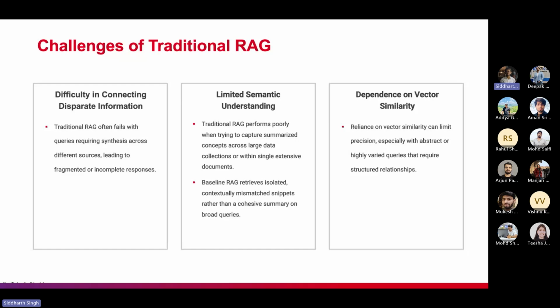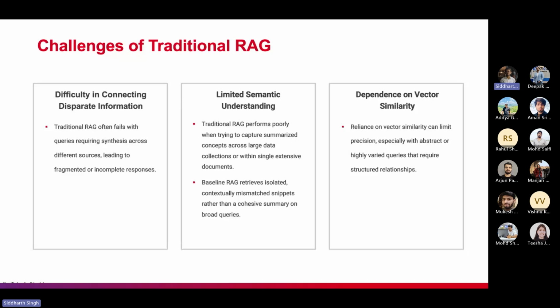Next, limited understanding of meaning can be a problem. Traditional RAG doesn't always summarize well across large data sets or long documents. Instead, it might return separate pieces of information that don't fully answer broad or complex questions. This can make it hard to get a complete picture when needed.